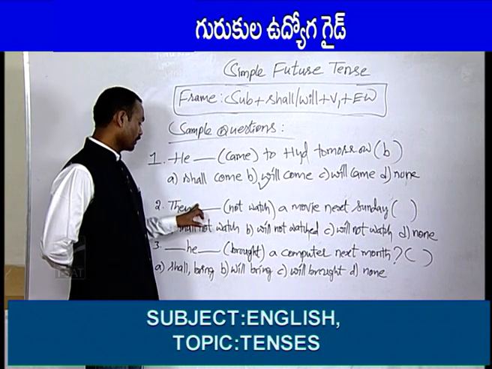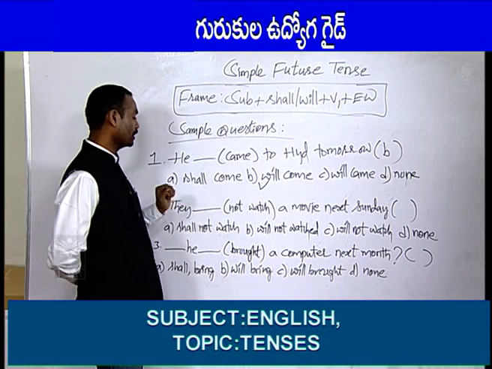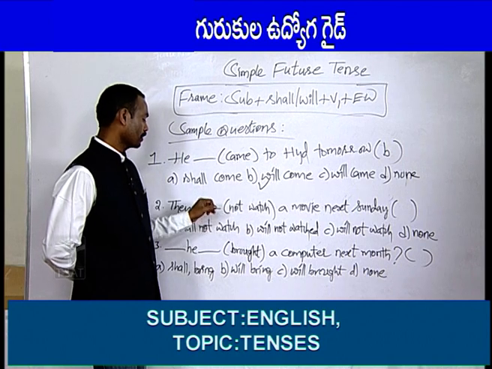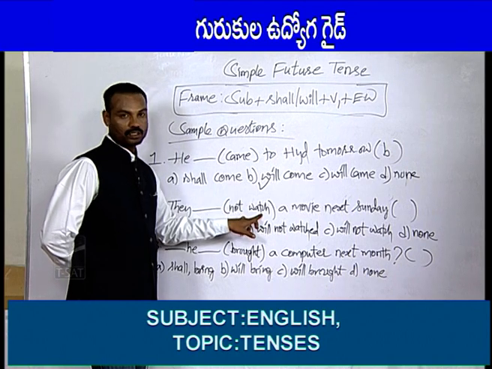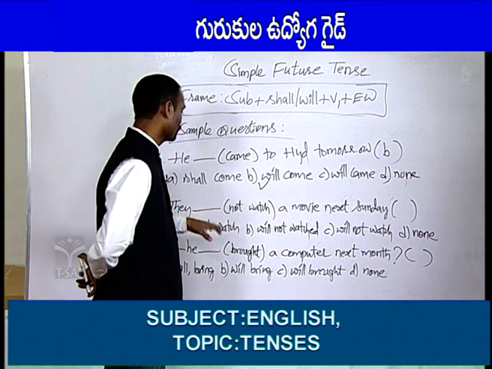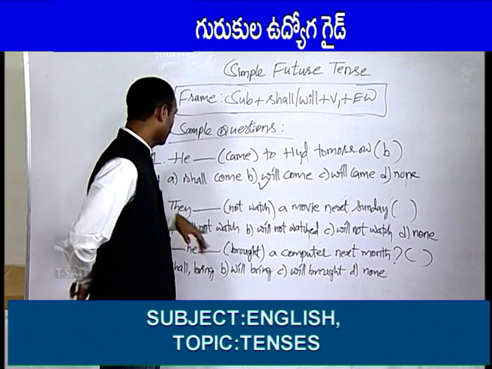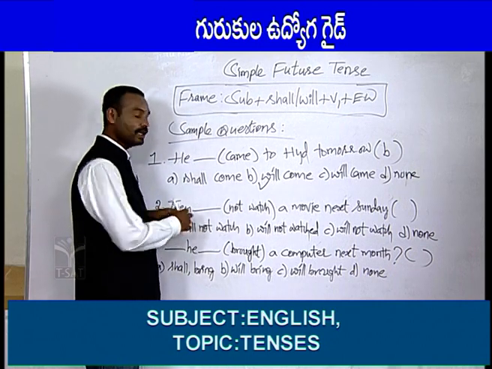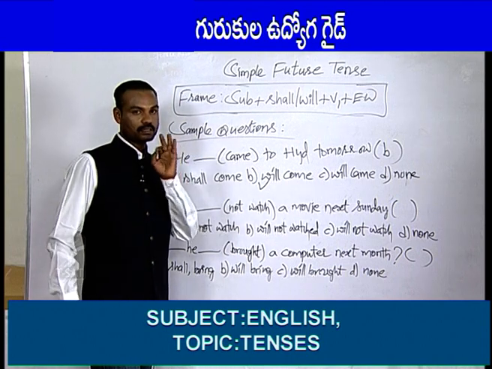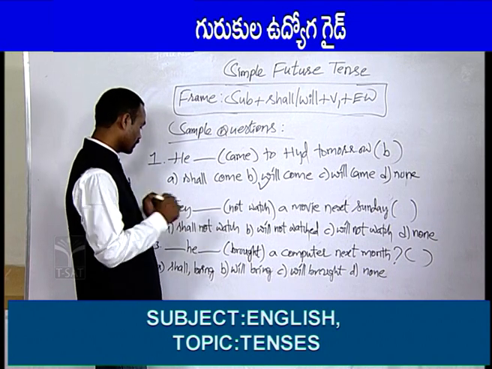Under the bracket: not watch a movie next Sunday. So after they, which one should be taken, shall or will? Will should be taken. It is a negative sentence, so we should add not: will not. Watch, yes, it is right only. In simple future we use the first form of the verb. So "will not watch" is the right answer. For example, in the place of they, if they give I or we, "shall not watch" is the right answer. So where is "will not watch"?